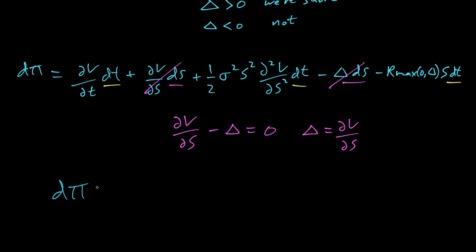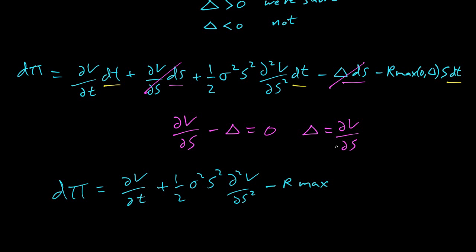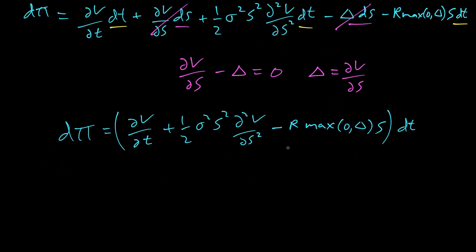So d pi equals partial V with respect to t plus half sigma squared S squared second derivative of V with respect to S, minus r max of 0 and delta S, and that whole thing dt. All right. So this is looking familiar. We just have this new term.